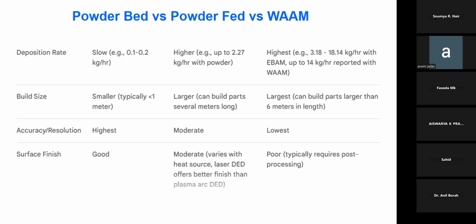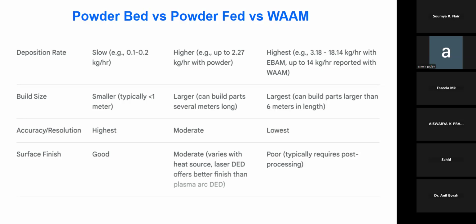So, how fast the material is deposited. Faster deposition means the component comes out of the manufacturing machine faster, right? But normally the build size is smaller in the powder bed machine because of the cost of the machine, because it is done in a closed environment. In the powder fed machine, it is comparatively higher, and in wire arc additive manufacturing, it is comparatively the largest.